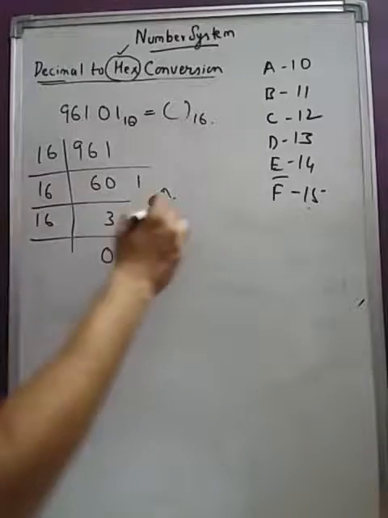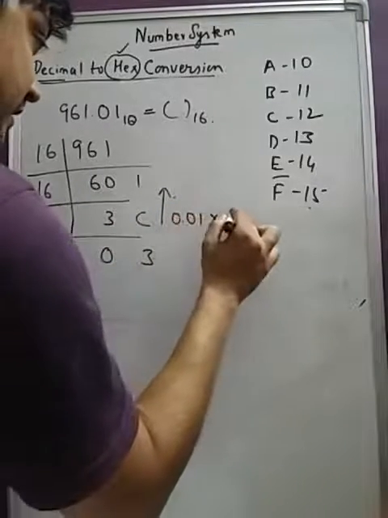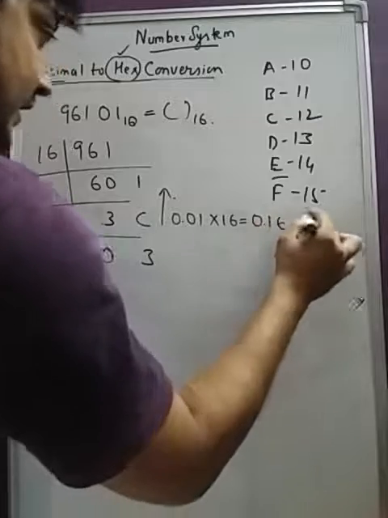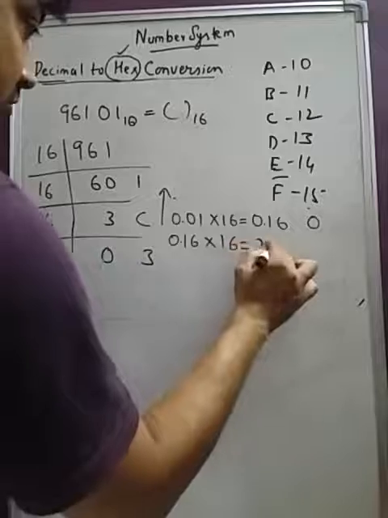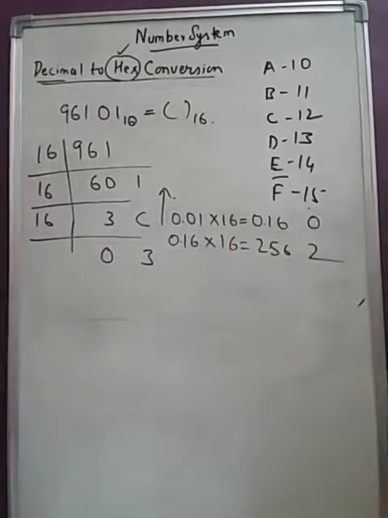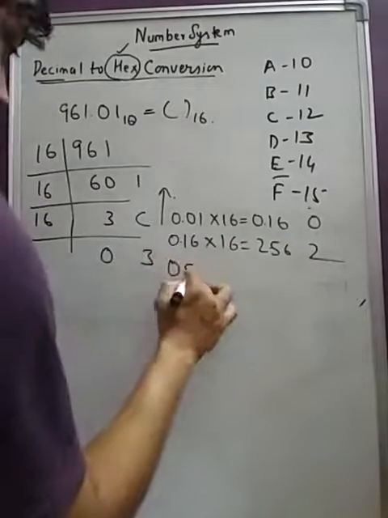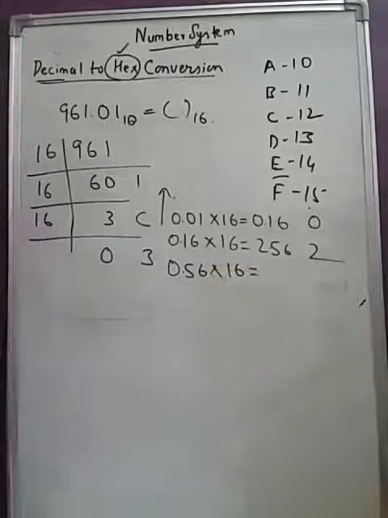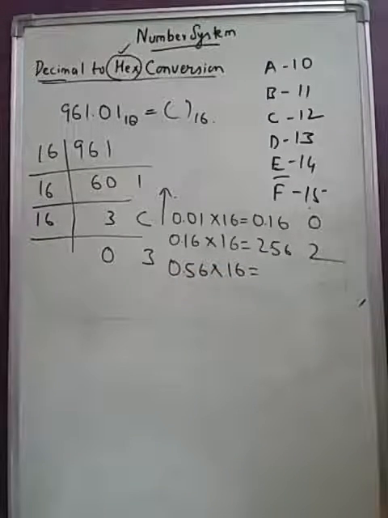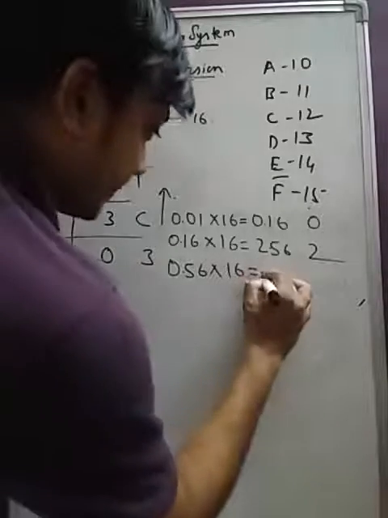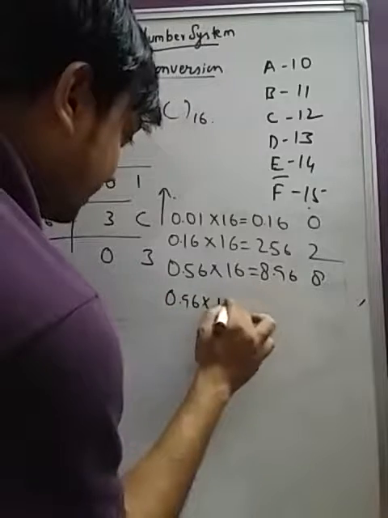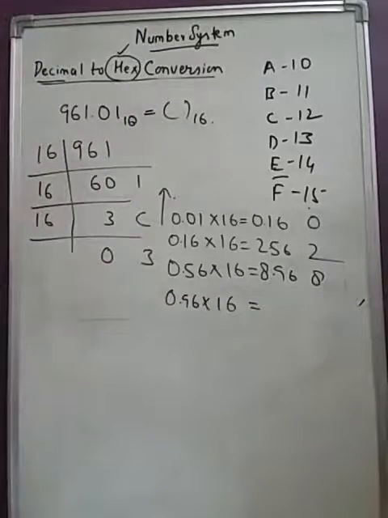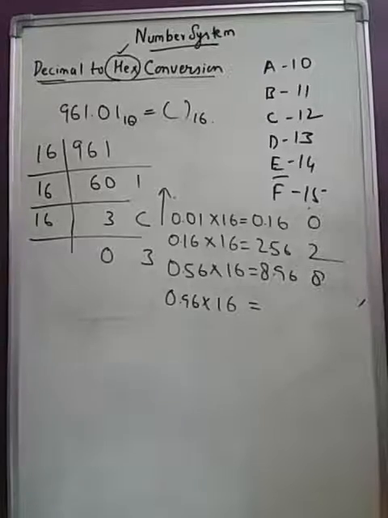Okay, now for the fractional part, 0.01 into 16 is equal to 0.16, and 0 will be the remainder. Next 0.16 into 16 is equal to 2.56, and 2 will be the remainder on this side. Next is 0.56 into 16, which will give you 8.96, and 8 will be the remainder. Then 0.96 multiplied by 16 will give you 15.36.